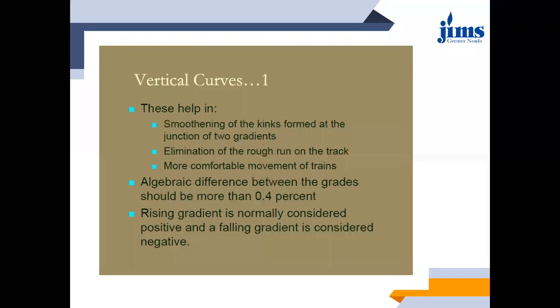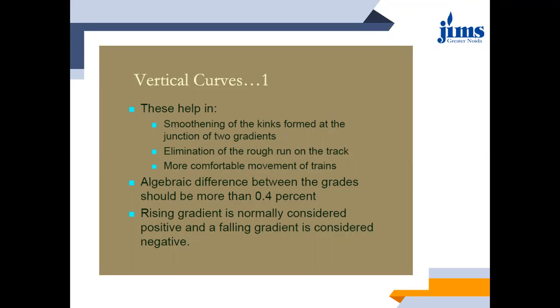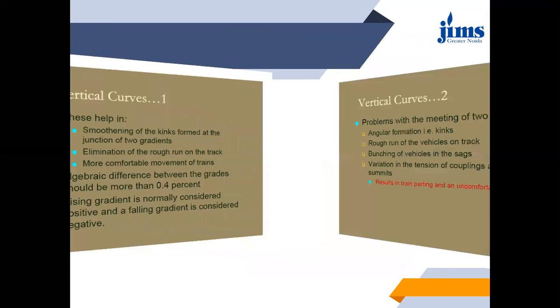Now in railway engineering, how these vertical curves are helpful, they basically serve three purposes. First one is smoothing of the kinks which are formed at the junction of two gradients. Then they eliminate the rough run on the track, and thirdly they provide a more comfortable movement of trains. Now these vertical curves are provided only whenever the algebraic difference between the grades is more than 0.4%. Otherwise no vertical curves are provided.